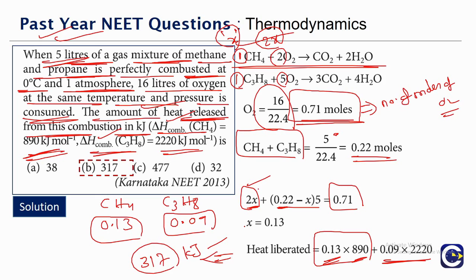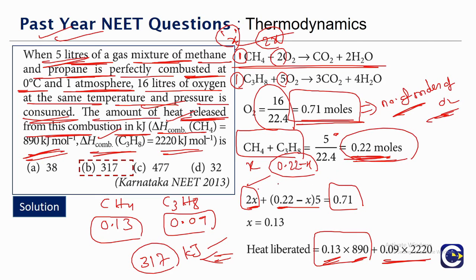So let us quickly look once at what we have done. First, using the molar volume concept, we are able to find the total number of moles of oxygen. That comes to 0.71 moles. Using the same molar volume concept, we find the total number of moles of the mixture, which is 0.22. We are introducing a variable. If methane is x, then propane will be 0.22 minus x.